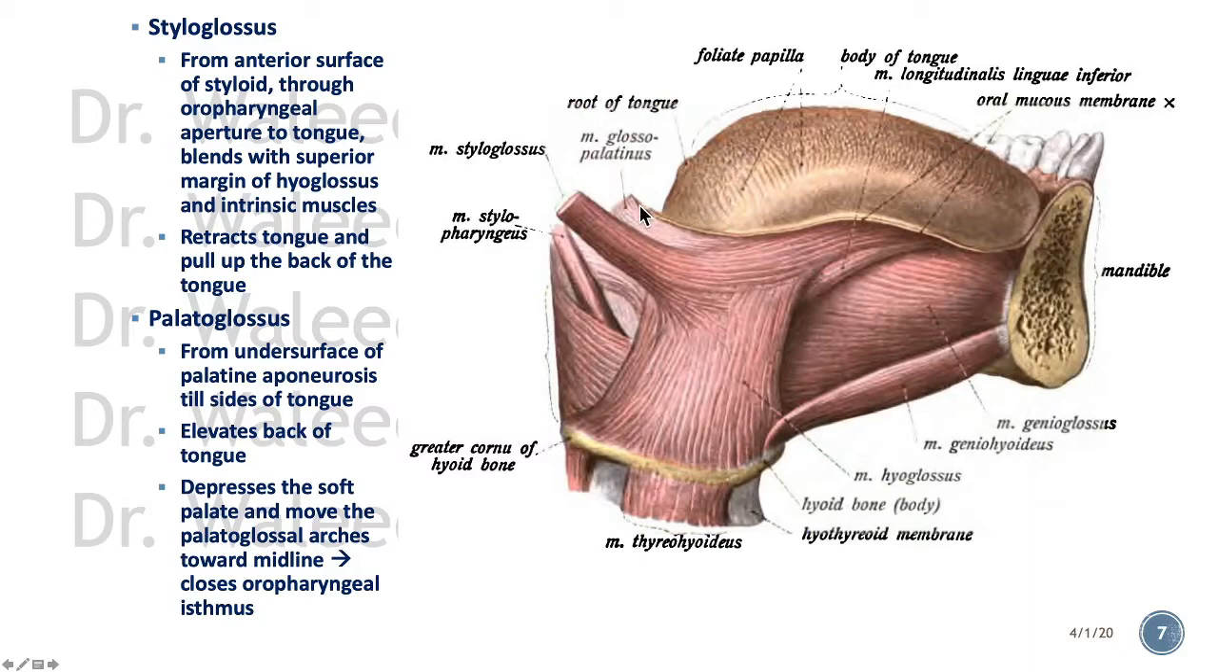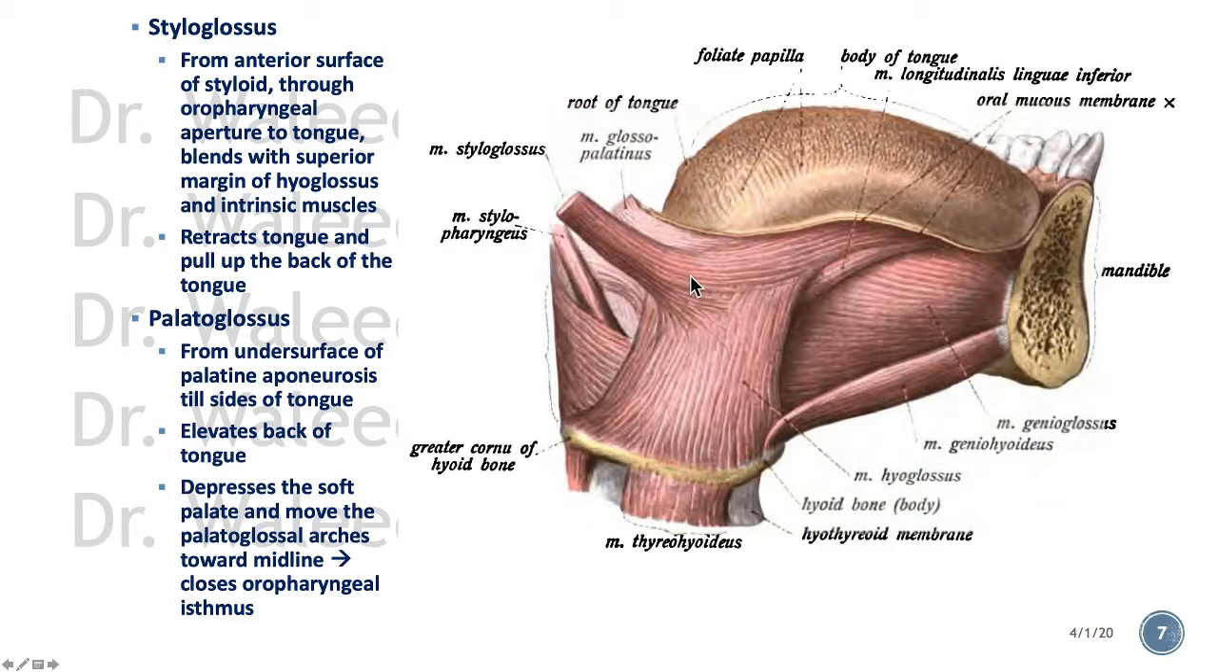Okay, palatoglossus muscle. It's one of the palate muscles, so you expect that this is the one that's different in nerve supply than the other tongue muscles. It's supplied by the pharyngeal plexus, the vagus. Remember that. It comes from the inferior surface of the soft palate and inserts into the sides of the tongue.